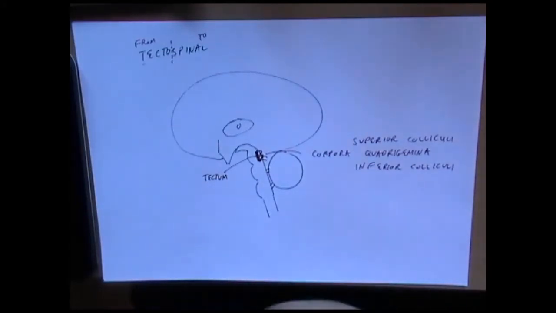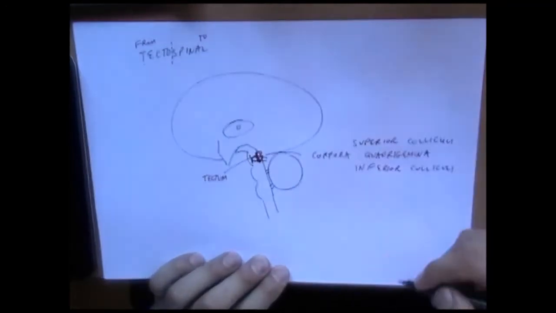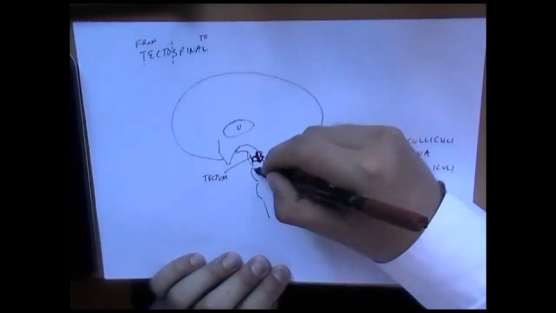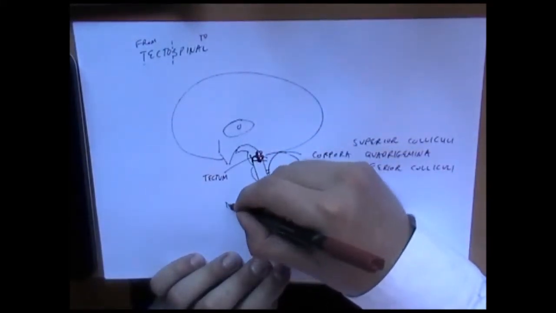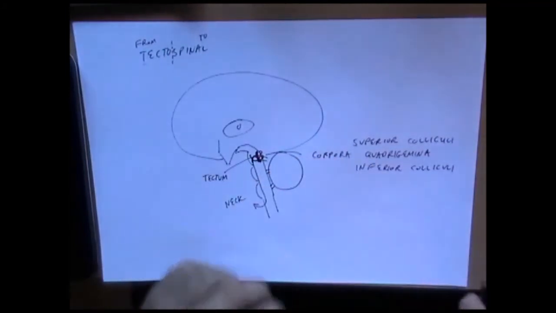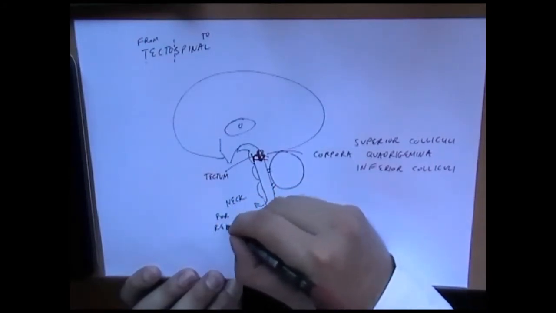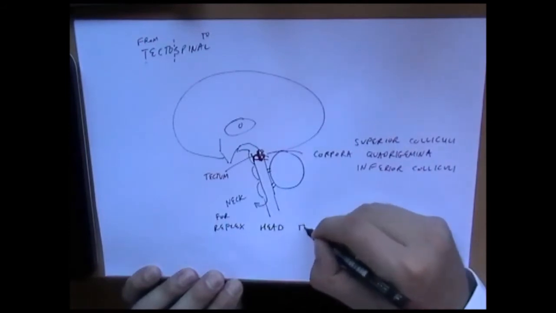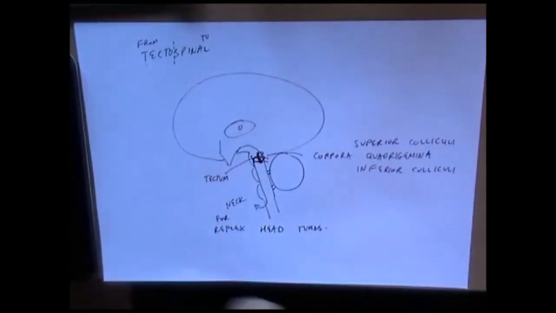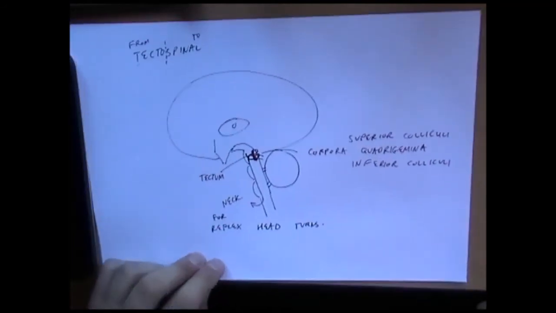So this tract will decussate almost immediately. So I'll just draw some little curves here to represent decussation, and we'll then go down and exit in the upper part of the spine, going to the muscles of the neck. So they're responsible for reflex head turns depending on visual and auditory stimuli. And that's pretty much it for the tectospinal tract.